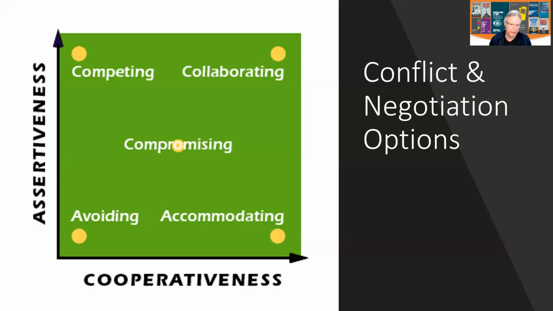But by the same token, why isn't it 100% cooperative? Because surely that's what you're trying to do. Well, no one actually walks away in a compromising situation 100% happy, because obviously they've had to make some concessions. So therefore, it's halfway between the uncooperative and cooperative scale. So these are the 5 different approaches.